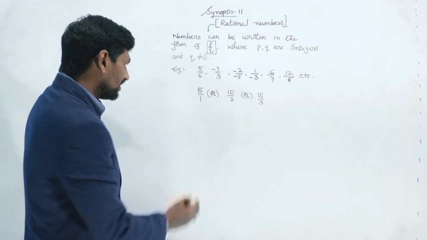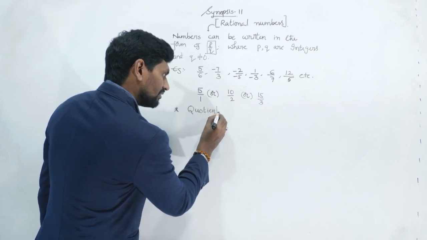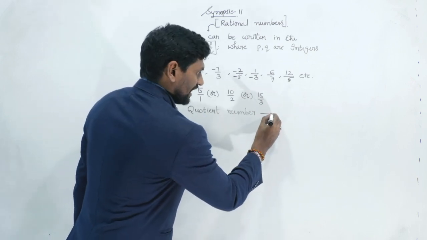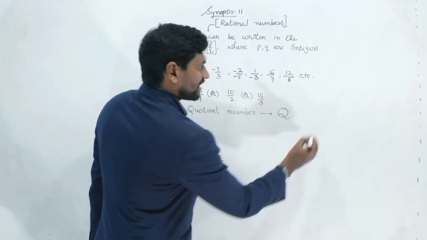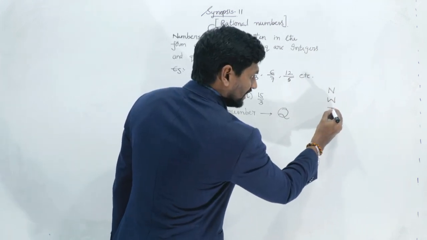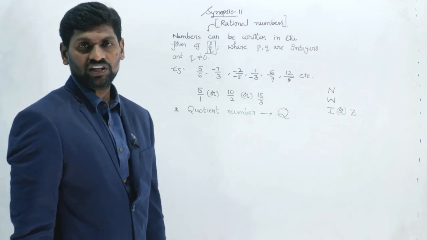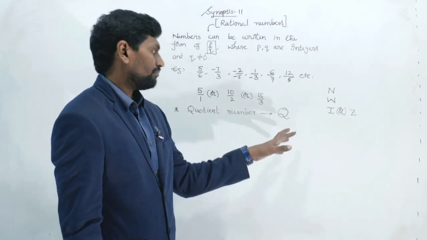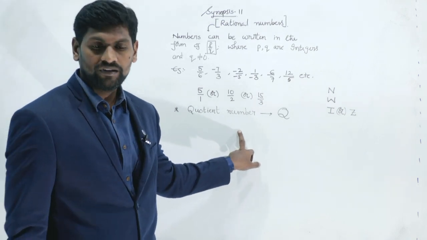It also has another name, that is called quotient numbers. So that's why the rational numbers are represented with the capital letter Q. Natural numbers are represented with the capital letter N. Whole numbers are represented with the capital letter W. Integers, capital I or Z. Z means Zahlen. Rational numbers means Q, because it has another name, quotient numbers. Please note it.